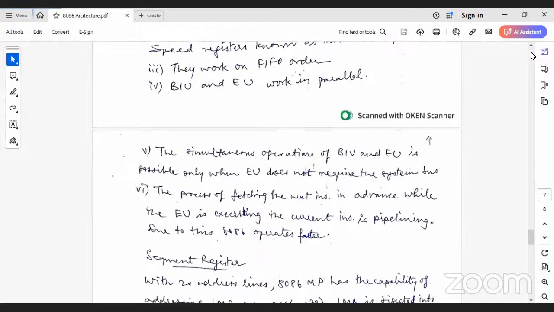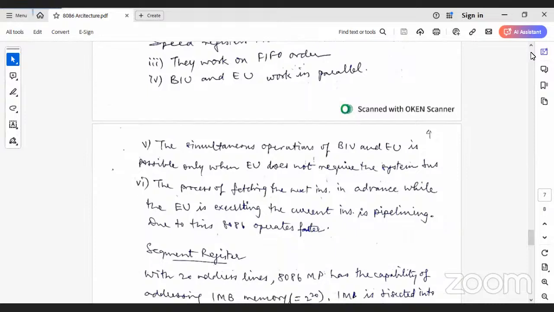Now, pipelining is the process of fetching the next instruction in advance while the execution unit is executing the current instruction. Due to this, your 8086 processor has a larger speed when compared to your 8085 processor.